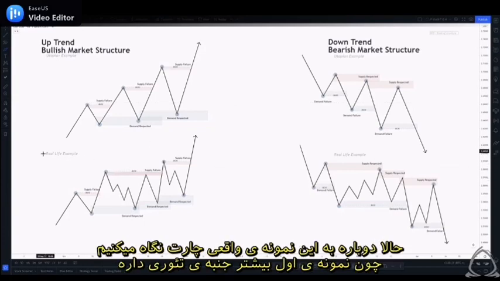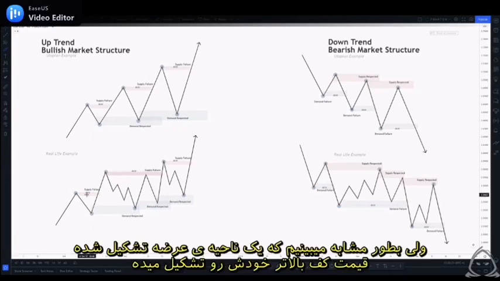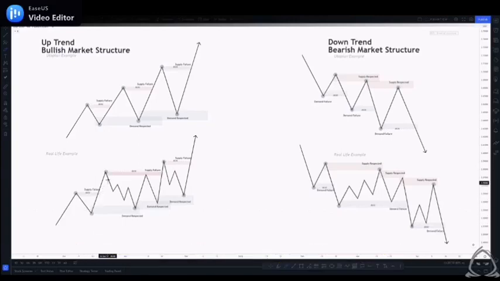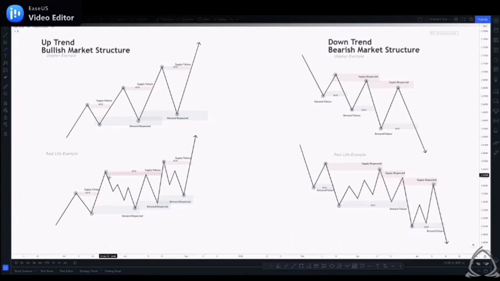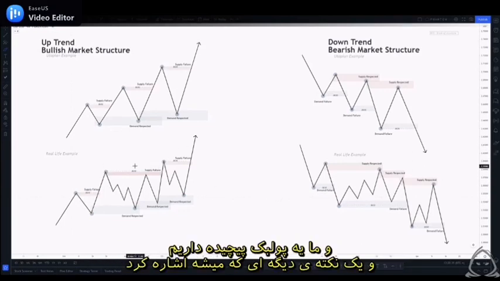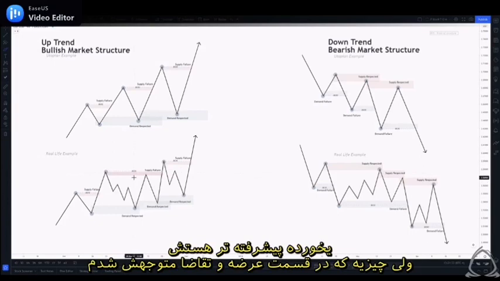Now, again, we'll look at this real life example because this is more of the textbook example of market structure. But similarly, we have a supply zone that's created. We put in our higher low. Price breaks to the upside, breaking the previous higher high, which creates a supply zone failure. We get our complex pullback. And another point that we can add on that's a little bit more advanced, but something that I touched on in the supply and demand section.